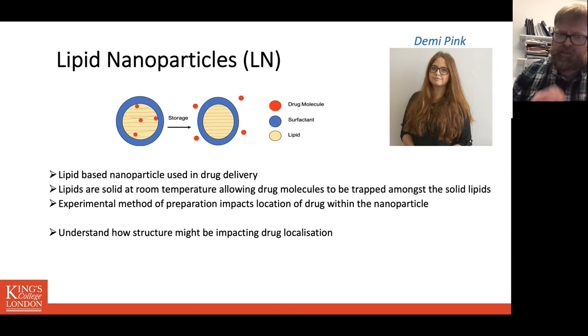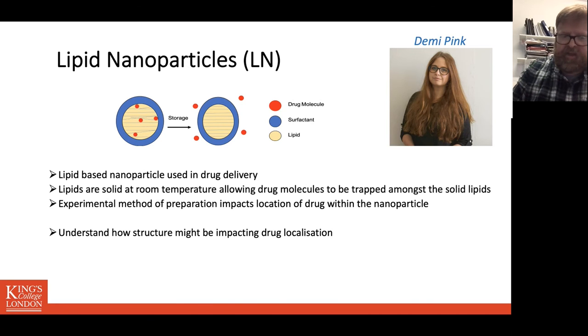And so just as an example of what we've done with looking at the internal structure of molecules inside of a drug delivery vehicle, we've done a lot of work looking at lipid nanoparticles. These lipid nanoparticles are made up of triglycerides and are coated with a surfactant. Solid lipid nanoparticles are solid at room temperature, and they allow drug molecules to be trapped amongst these solid lipids.